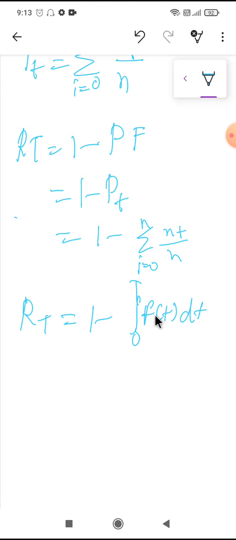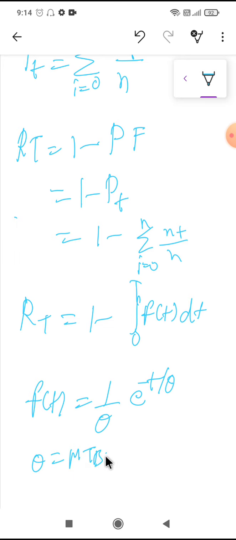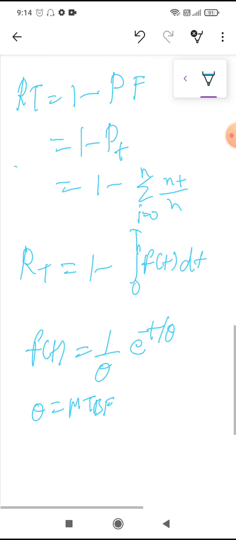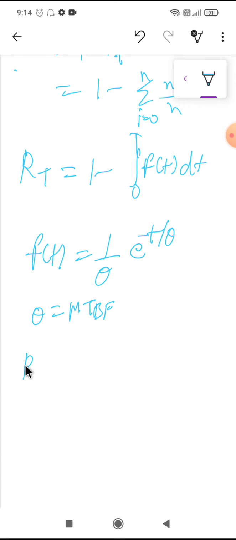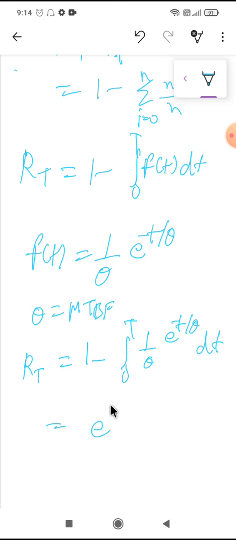In general, it is found that if the failure rate is approximately constant, then f of t assumes the form of the exponential probability density function. So f of t will be equal to 1 upon theta e raised to minus t divided by theta, where theta stands for MTBF, mean life between failures. Now our reliability function for a specific period of time t will be equal to 1 minus the integral from 0 to t of 1 upon theta e raised to minus t divided by theta dt. If I take the integration of this, I will get e raised to minus t divided by theta, where t is the required life.